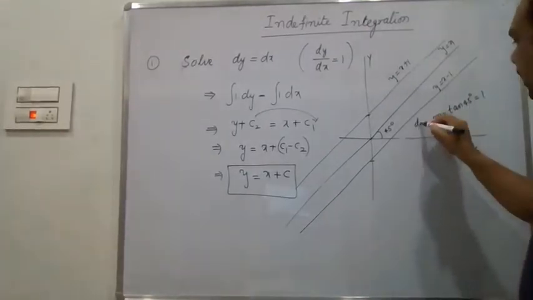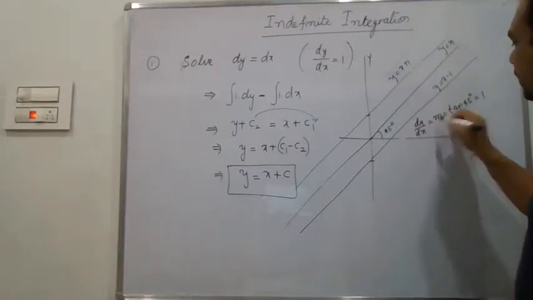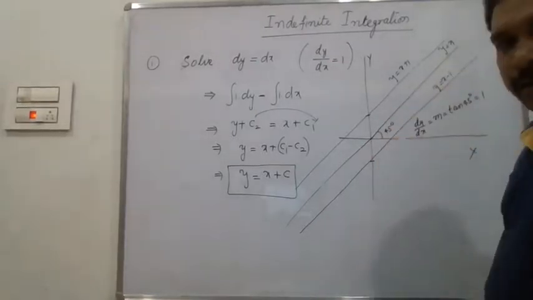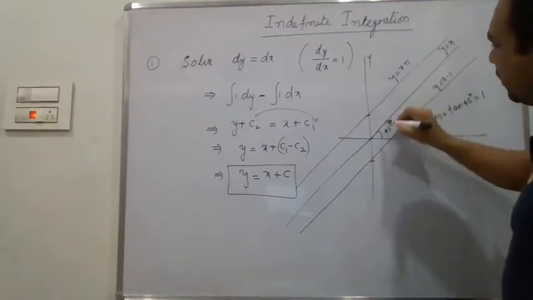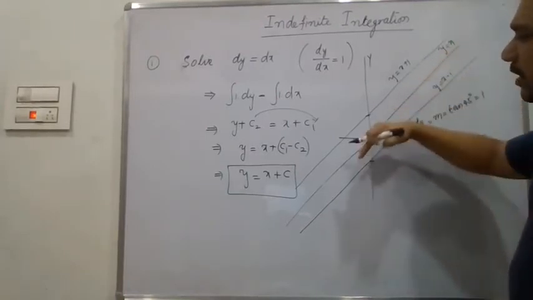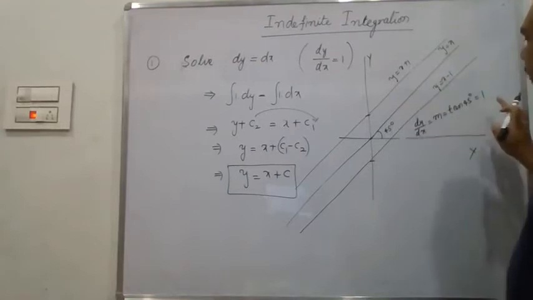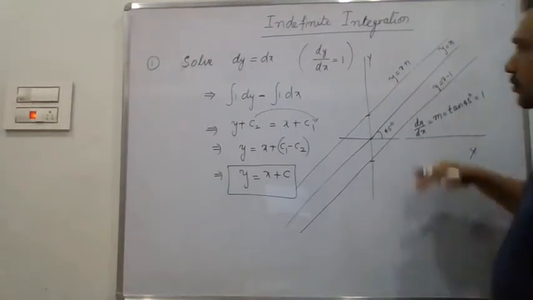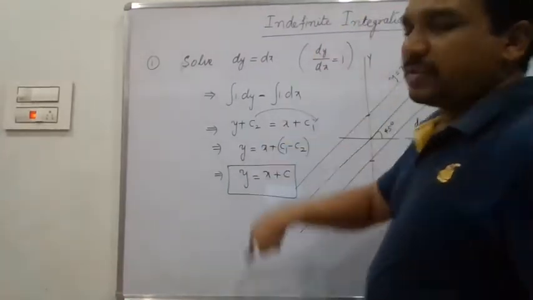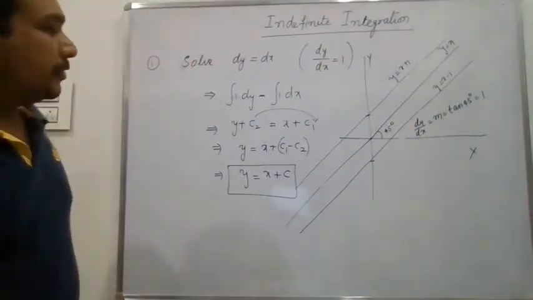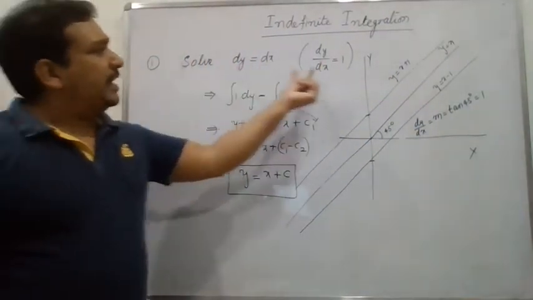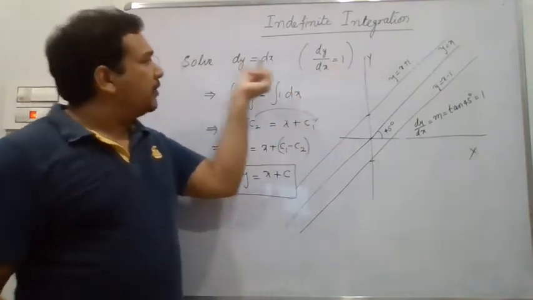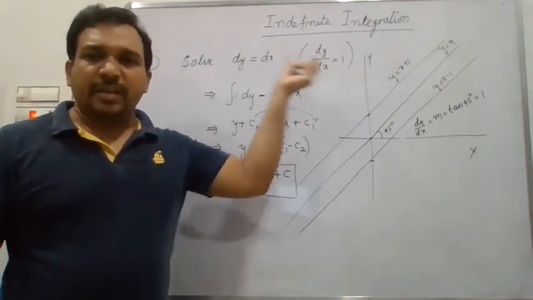Slope is nothing but the derivative. Derivative is nothing but the slope of the tangent at a particular point. So if you take any point on this line, the derivative at that point is always how much? 1. Means slope is always 1. So for all these functions, the derivative is 1. You understood now? So dy by dx is equal to 1 is given, or dy is equal to dx is given. Both are actually the same.